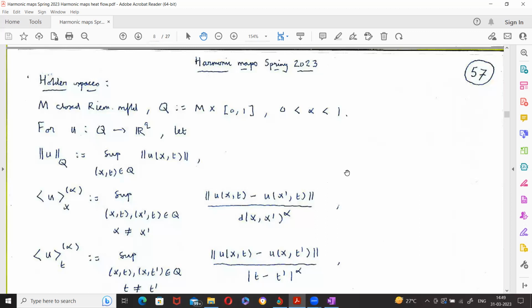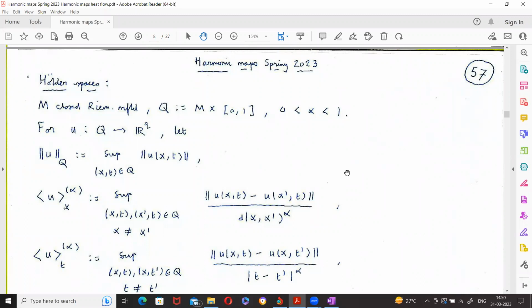Therefore, they will have a subsequence which converges uniformly. Okay, so the second derivatives will converge uniformly. That will mean you'll have a subsequence which converges in C2. So the idea is that a bounded sequence in C2 alpha will be pre-compact in C2. Is that clear? Yes, sir. Okay, that's the idea.